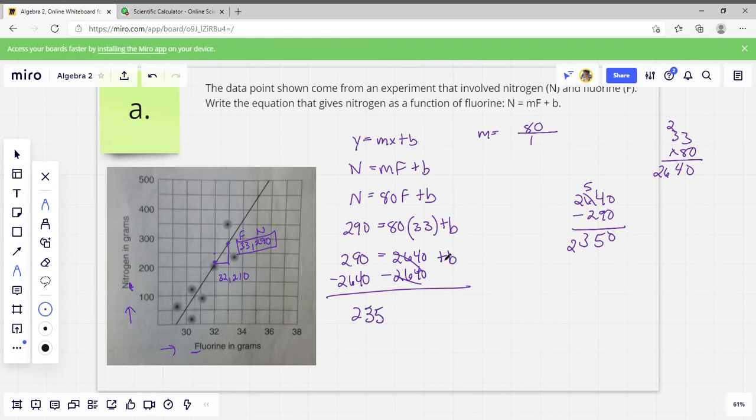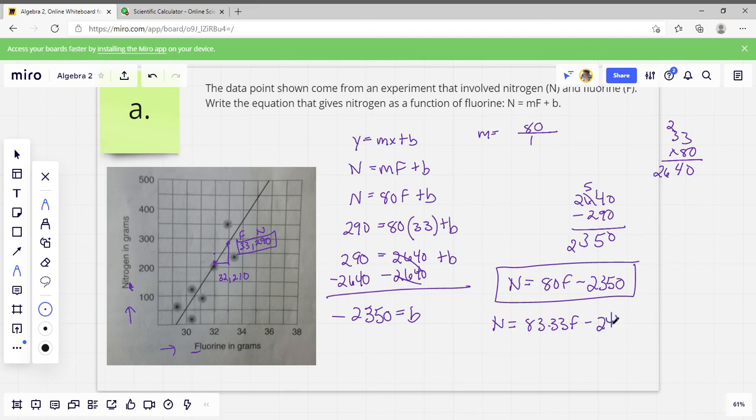$2,350. That'll be negative. So now we can write our equation, which will be n equals 80f minus 2,350. Now that is not the answer they have in the book, and it's probably not what your answer looks like. The one in the book says n equals 83.33f minus 2466.56.